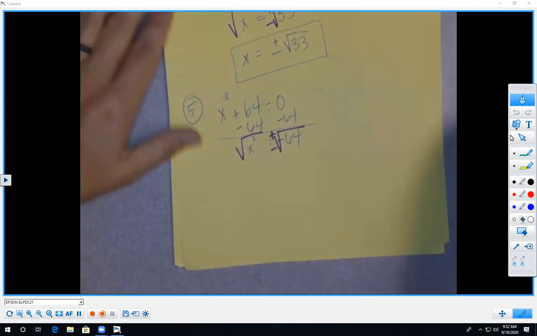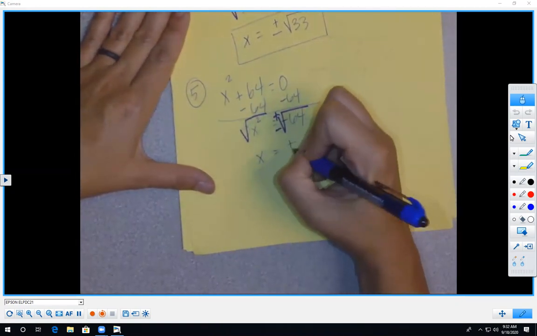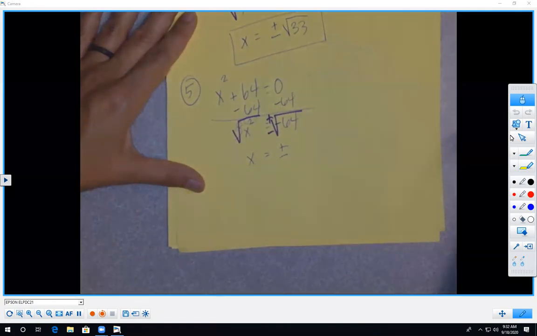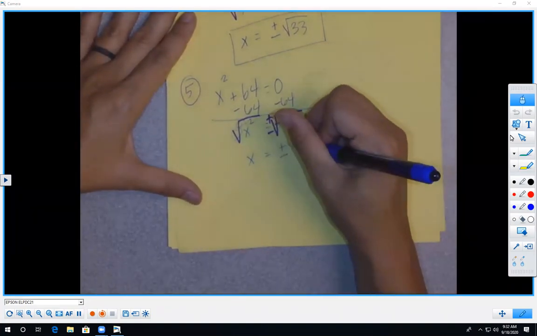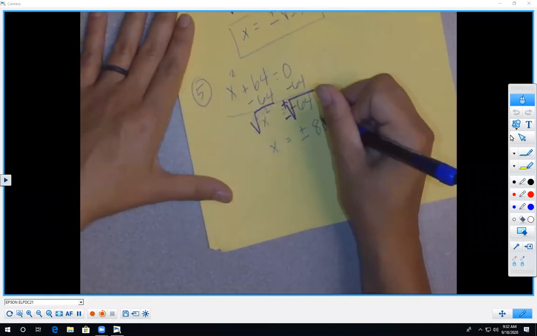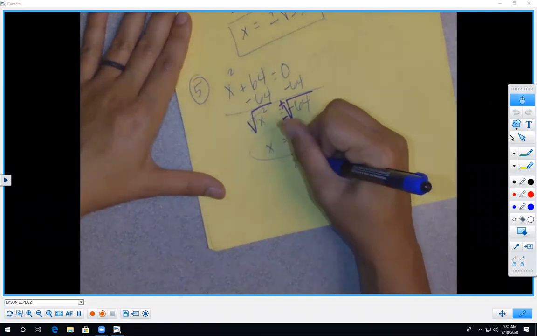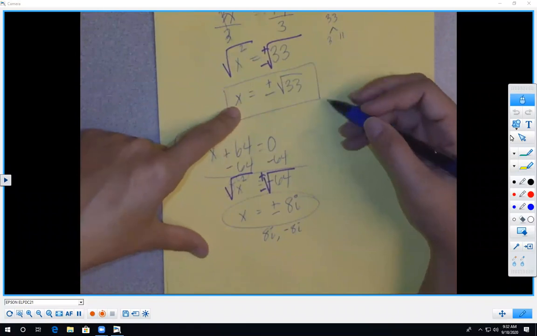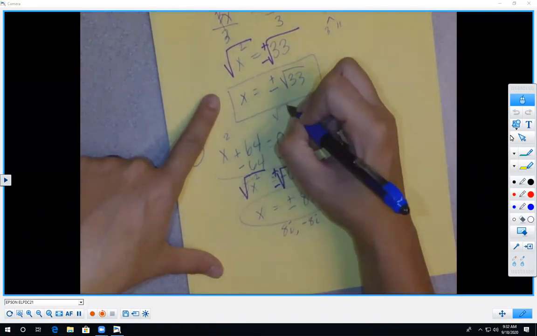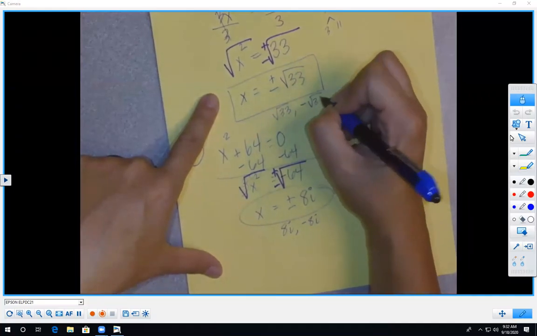So the square root of x squared is just x equals plus or minus, what's the square root of negative 64? 8i, right? The negative comes out as an i, the square root of 64 is 8, so it's plus or minus 8i. What are my two answers there? 8i and negative 8i. I forgot to do that on the last one. What's the two answers on the last one of plus or minus the square root of 33? Yep, square root of 33 and negative square root of 33.